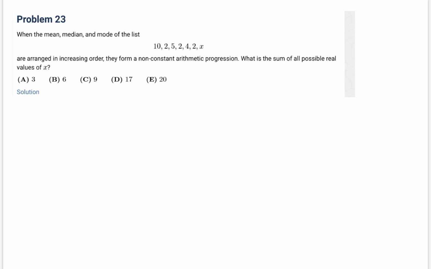Problem 23. What's the mean, median, and mode of this list? When they are arranged in increasing order, they form a non-constant arithmetic progression. What is the sum of all possible real number values of x? So from here we can see right away that the mode is 2, and the mean is also fixed. It's 6 plus 9 plus 10 plus x divided by 7.